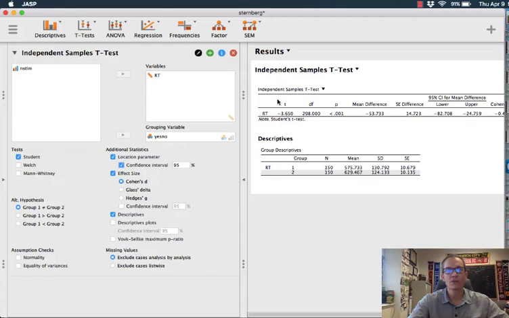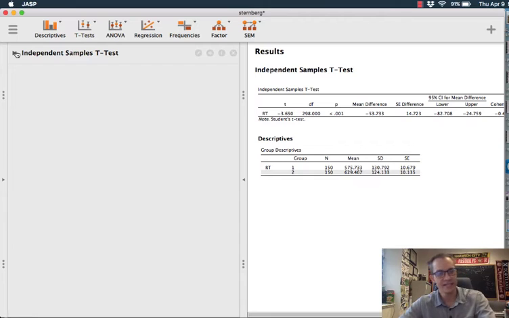But my research question again was, are the mean response times different for yes and no? And the answer is yes. We rejected the null, which leaves support for H1, which is that they are different. So that's how you do an independent samples t-test.